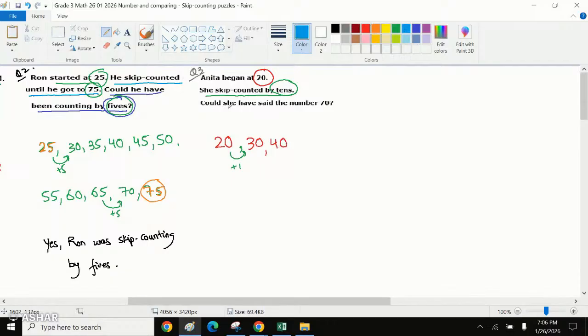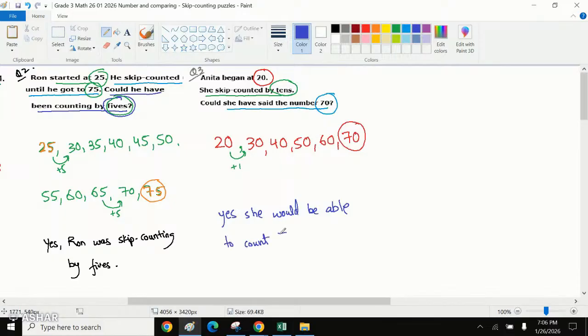The question says, could she have said the number 70? Would she be able to? Yes, thank you, Lego Boy. Thank you so much. That means 40. Then we have 50, 60, and the number would be 70. So what we say is, yes, she would be able to count 70, right? We agree on that. Okay, thank you.